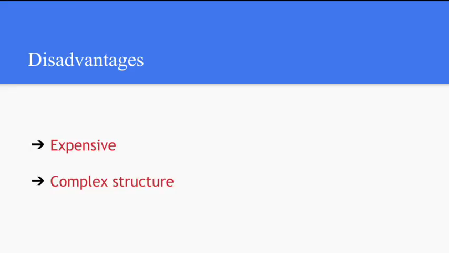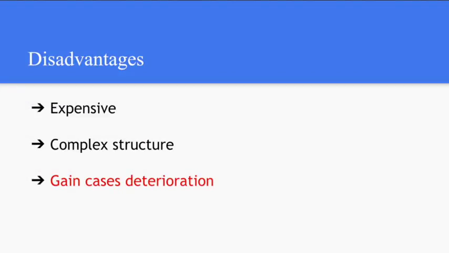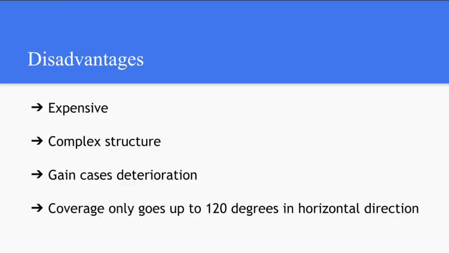Along with its good qualities, antenna arrays also have some disadvantages. First, they are very expensive and complicatedly structured, which means they are not easily created. Although they do increase the overall gain, this causes antennas to deteriorate more often. Lastly, different from what I mentioned before, antenna arrays allow changing direction, but it's only up to 120 degrees horizontally.